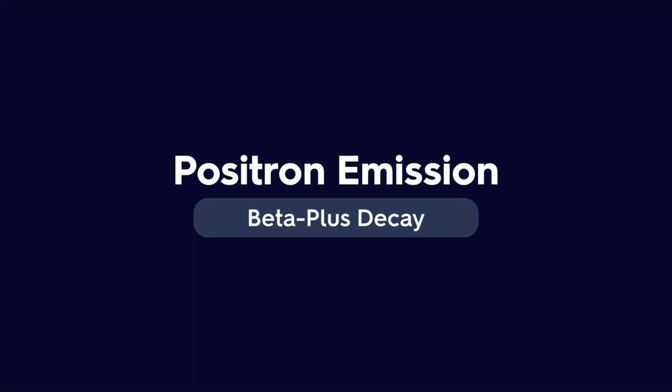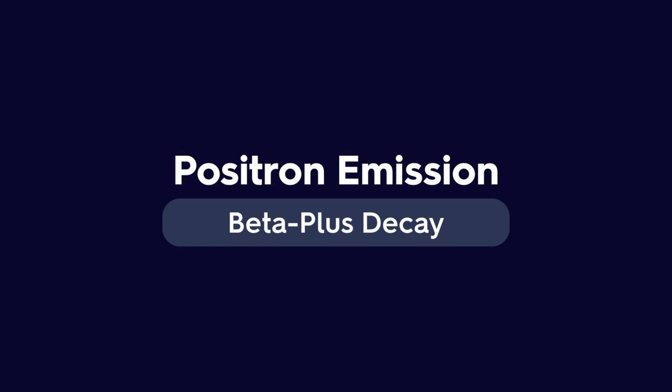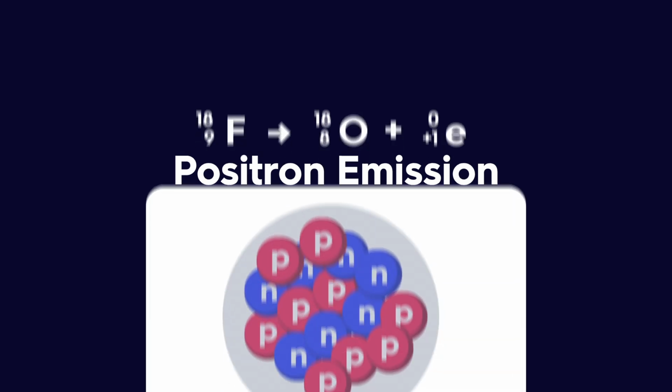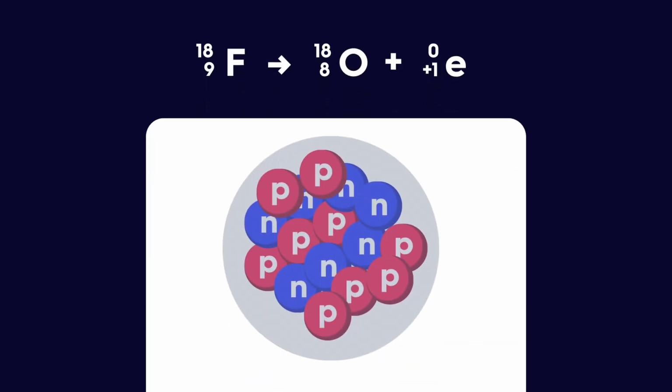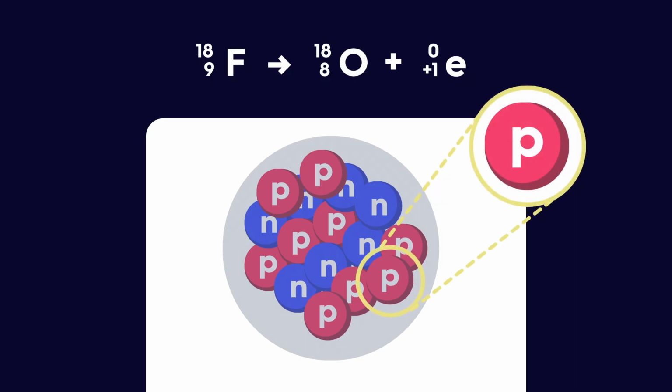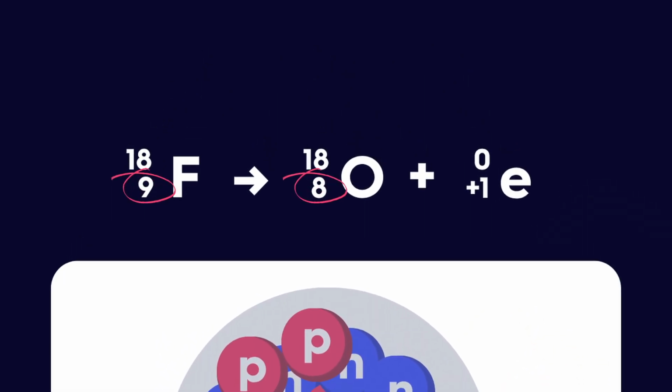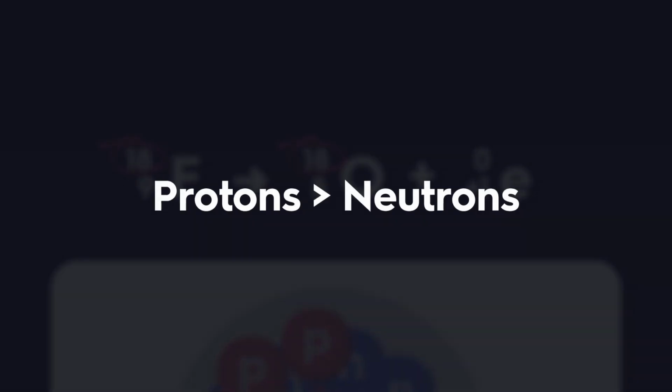Positron emission, also called beta plus decay, goes the other way. Fluorine 18 can become oxygen 18 by emitting a positron. Here, a proton changes into a neutron. The atomic number goes down by 1, and the mass number stays the same. This helps when the nucleus has too many protons relative to neutrons.